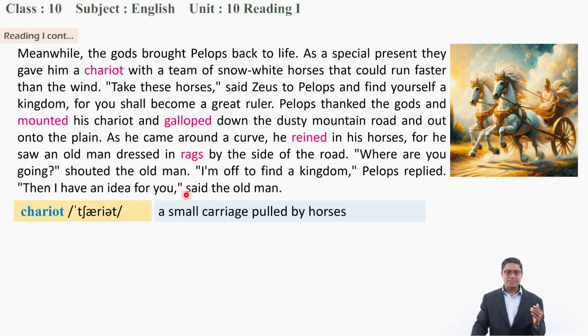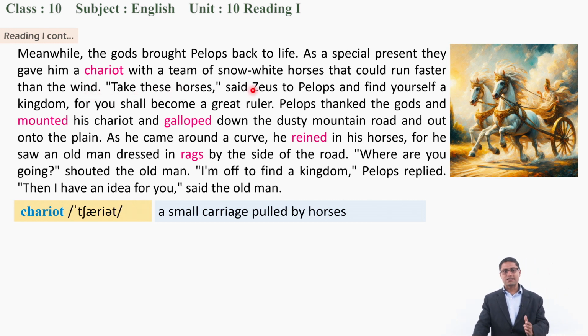Chariot means a small carriage pulled by horses. You can see in the picture here. They gave him a chariot with a team of snow-white horses, meaning white horses. They are pulling the chariot there, you can see in the picture. And those horses could run faster than the wind. See here, they had very high speed.